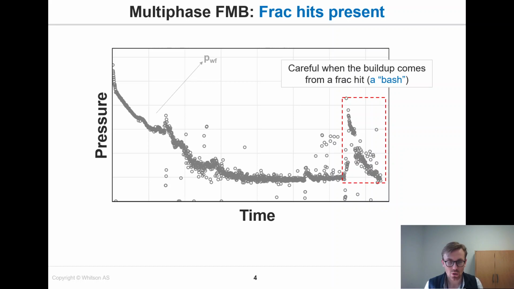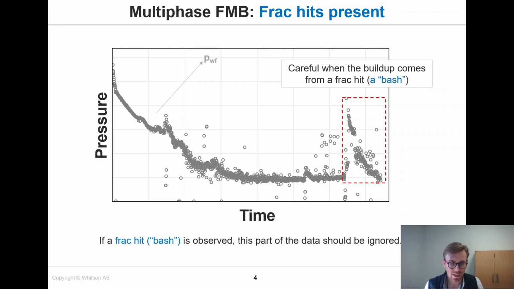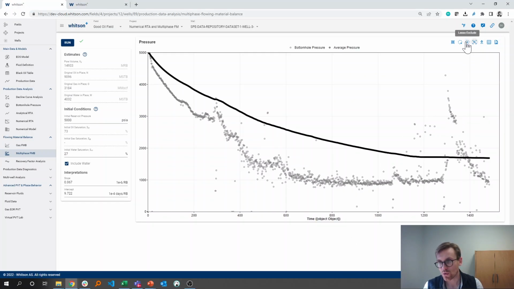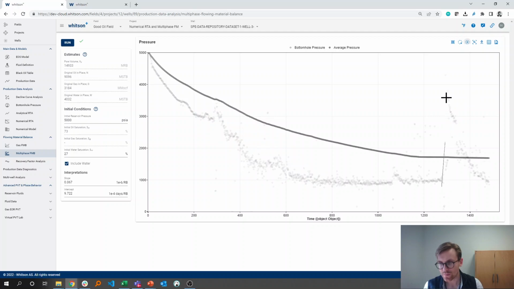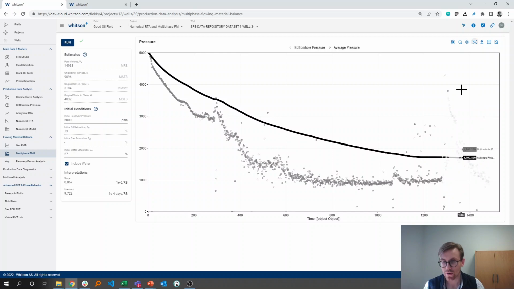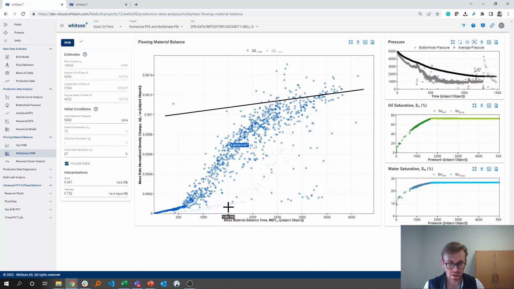So in this case, you should ignore that part of the data, which you can very easily do inside of the software by using this exclude point feature right here, and that will automatically ignore that part of the data on the diagnostic plot.